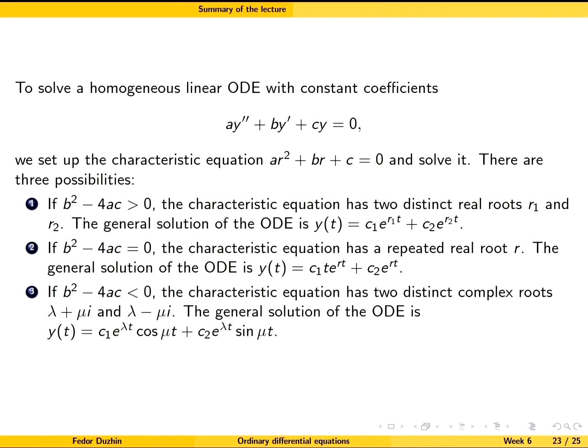And then finally, the discriminant could be negative. So then we have two distinct complex roots. And then the general solution is formed as follows. It is a combination of cosine and sine. Inside cosine and sine, we have the imaginary part of the complex roots times t, and then times the exponential function, and in the exponent, we have the real part of the complex roots.